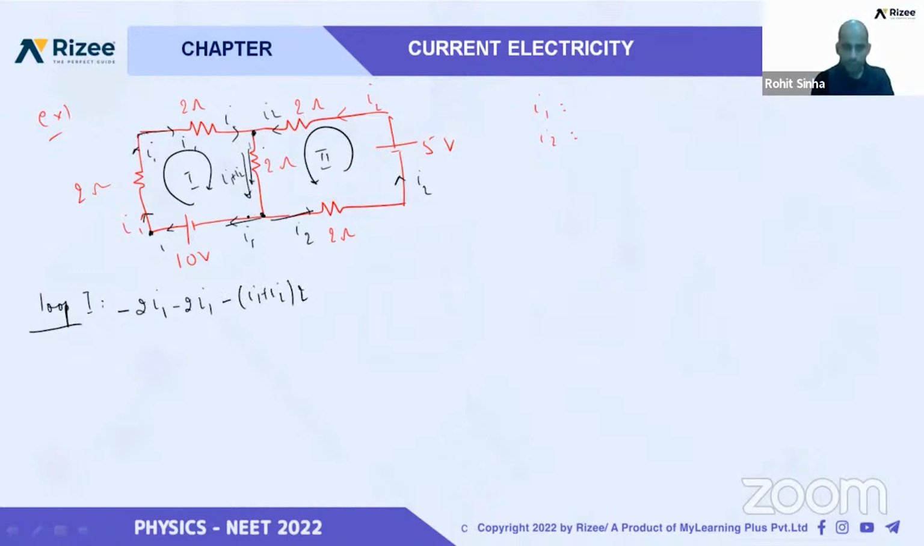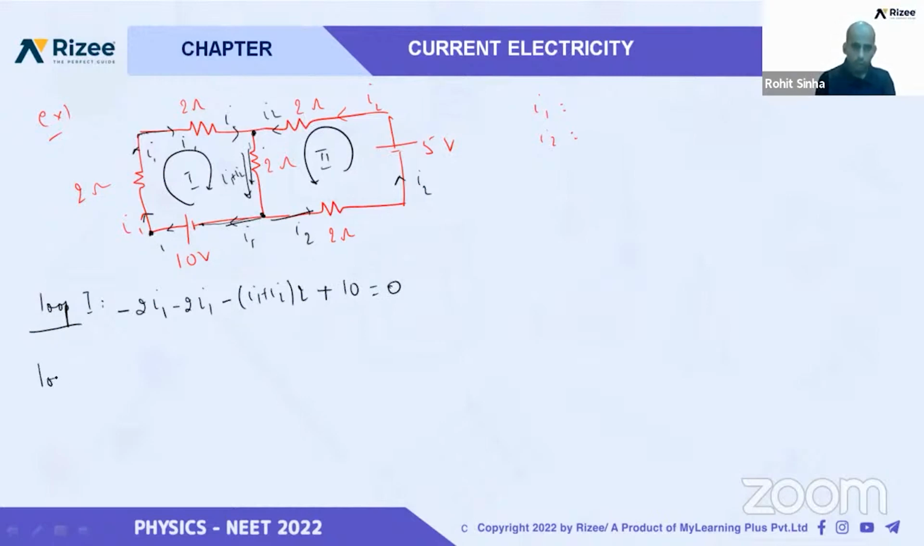We reached here. Now we will go here. Now in this cell, what we are doing? We are moving from negative, low potential, to high potential. That means positive sign, 10 volt, and we reached here. The initial starting point, equal to 0. By using this technique, we have written the equation.